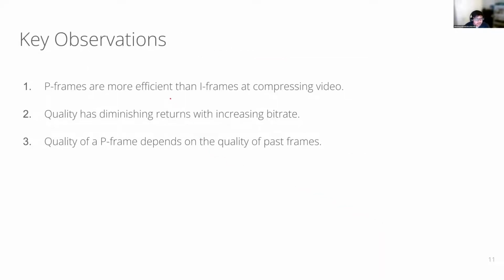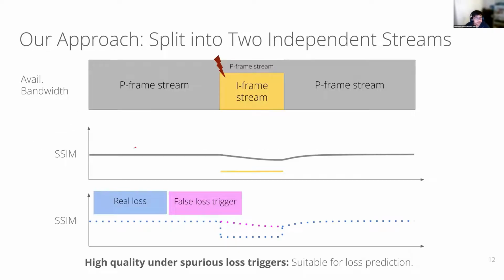So the key observations that Prism makes are, first, p-frames are much more efficient than iframes at compressing video. This is because they leverage temporal redundancy. Second, video quality has diminishing returns with increasing bitrate. And third, the video quality of a p-frame not only depends on the bitrate of that frame, but it also depends on the video quality of the past frames.